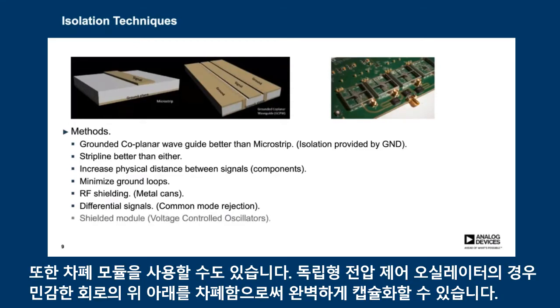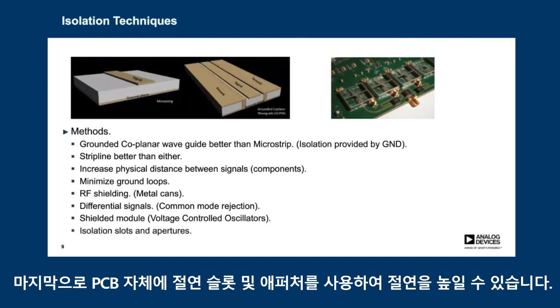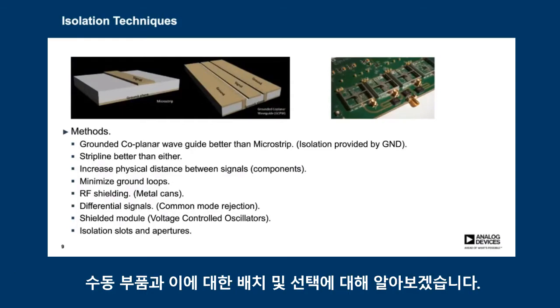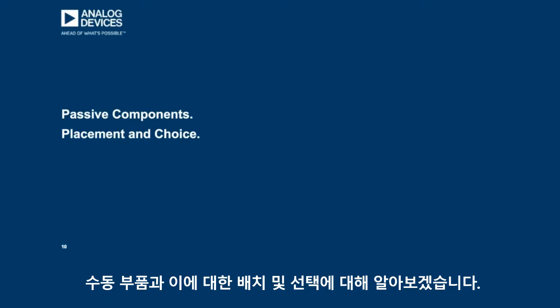A shielded module then can be used also, let's say, in the case of the standalone voltage-controlled oscillators. These are often fully encapsulated with shields below and above their sensitive circuits. And finally, on a PCB itself, we can use isolation slots and apertures, which help increase the isolation. Moving on to the passive components, the placement of them and the choice of them.